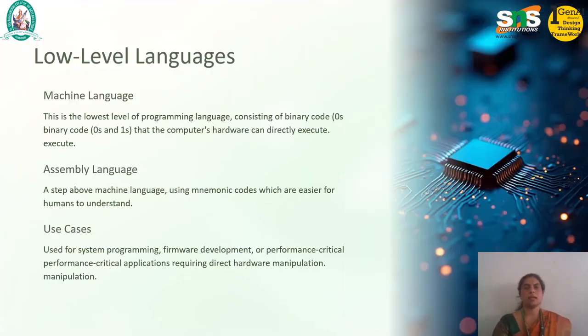So what are low-level languages? Low-level languages are machine languages, which consist of binary codes of zeros and ones that computer hardware can directly execute. And assembly language is a step above machine language. Here, assembly languages use mnemonic codes, which are easy for humans to understand. Then we have cases where we use system programming, firmware development, or performance-critical applications for direct hardware manipulation. So these are the low-level languages.